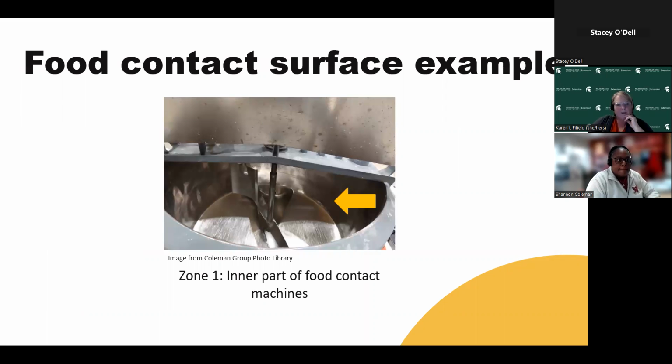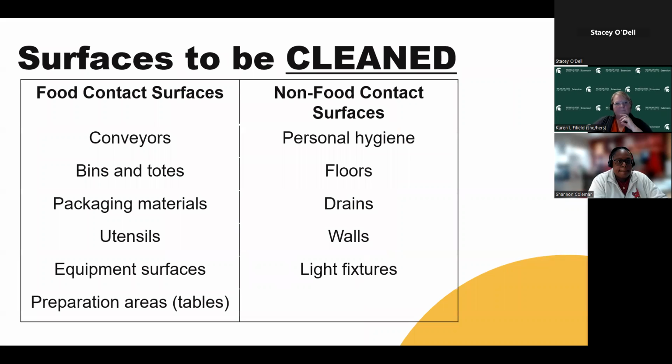Okay, so shown here is an example of a food contact surface, down in the bottom of a big pan or a washing system. The arrow points to the inside of that mixer. It is a mixer, which is an immediate food contact surface. That means the food is directly on that surface, and it is the inner part of a machine. So you will probably either have an enclosed system or you'll have to take it apart and wash, clean, and sanitize each piece of that system. Next slide.